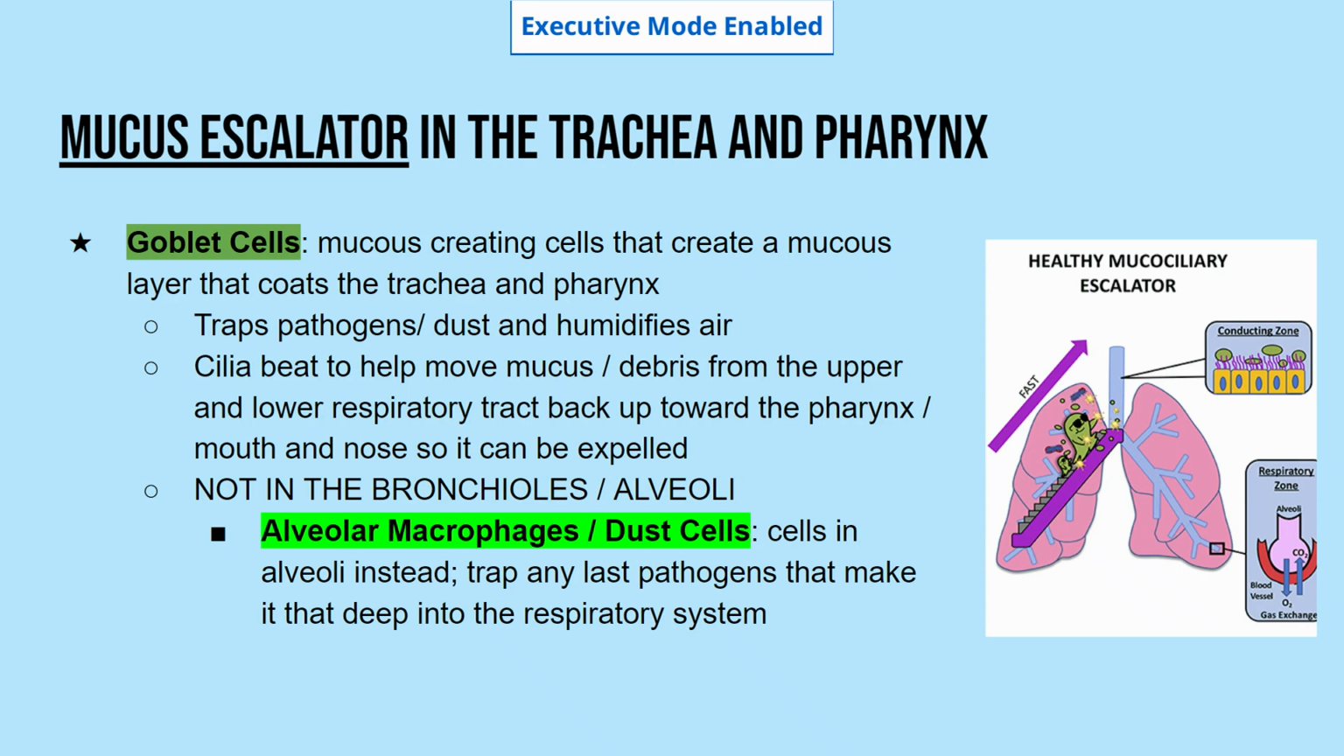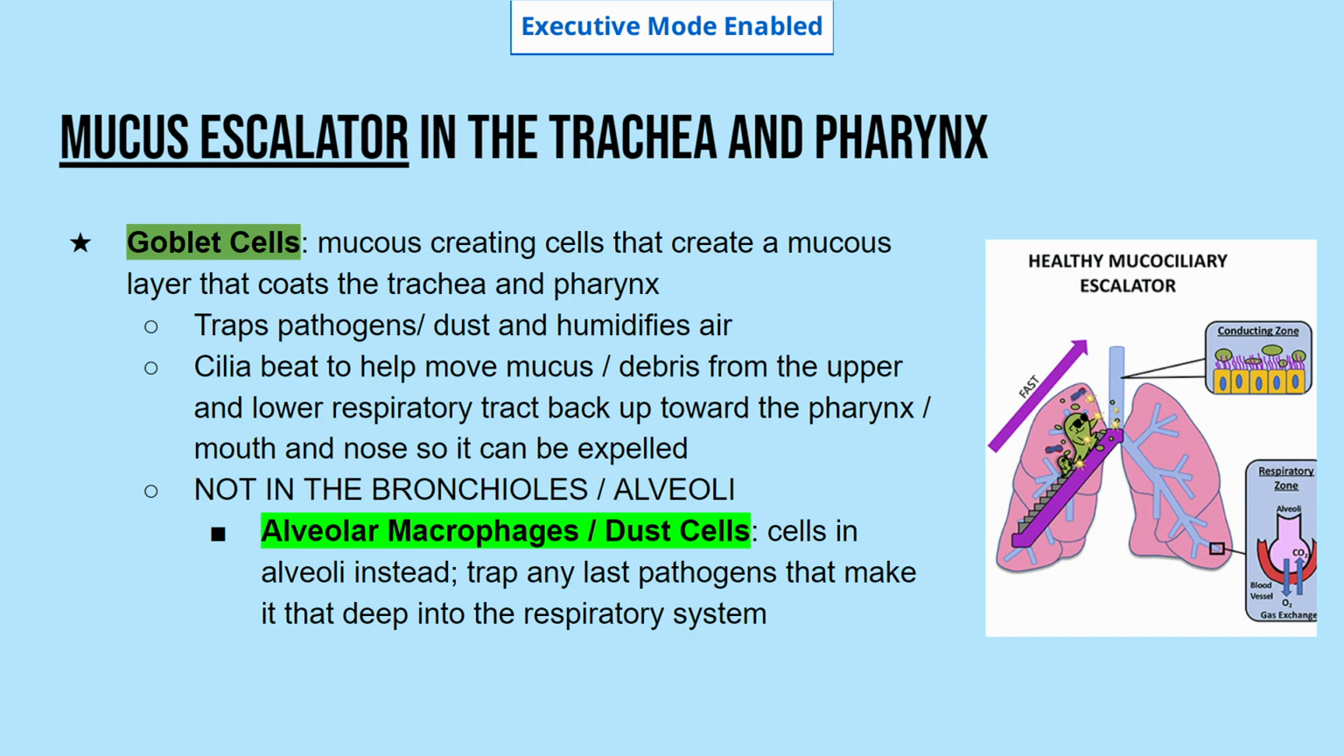And the goblet cells are not in the bronchioles or the alveoli. Instead, in these regions, you have alveolar macrophages or dust cells, and these trap any pathogens that made it through the mucus escalator. Because if you had mucus in your alveoli, then you'd be disrupting gas exchange. So you don't want that there.